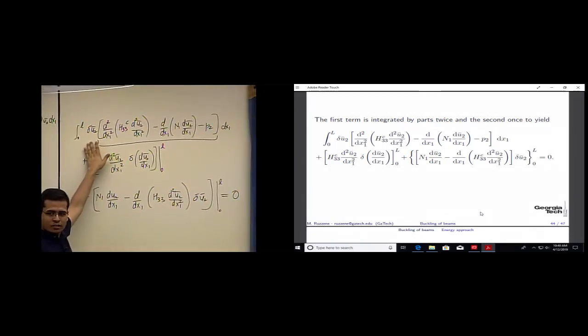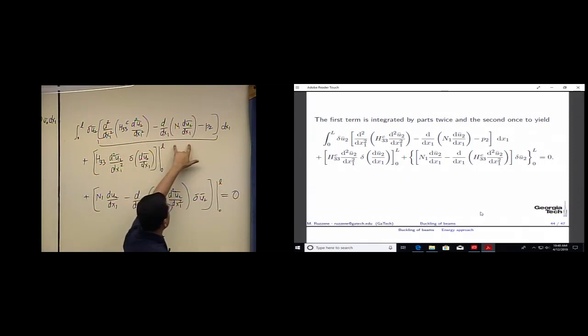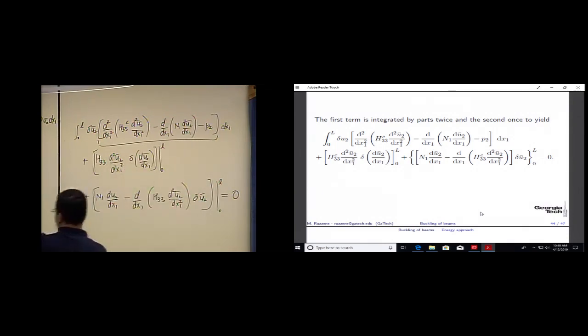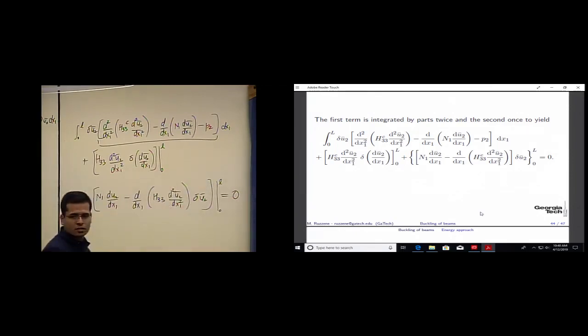The governing differential equation, right? Fourth order differential of u2 with x1, second order differential of u2 with x1 with a force with an axial component, right? In our case, N1 is tensile. In this case, P was compressive. So that's why the change in sign. And then minus P2, which is the distributed load. So we get the governing differential equation for the beam cross section. What else do we get?